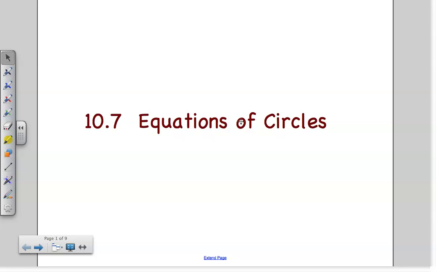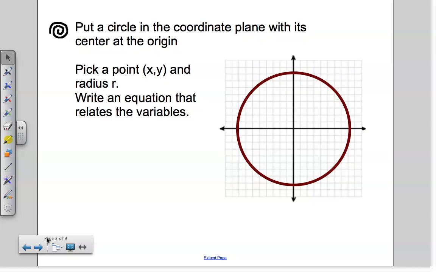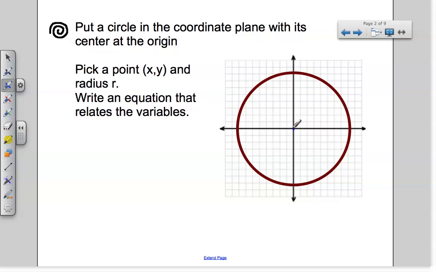In section 10.7, we're looking at equations of circles, so we're actually putting circles in a coordinate plane, or on a graph. Starting with the discovery, I'm putting a circle in the coordinate plane and I put its center at the origin, which you can imagine is probably the nicest place to have the center of the circle, and it'll come up with the easiest equation here.